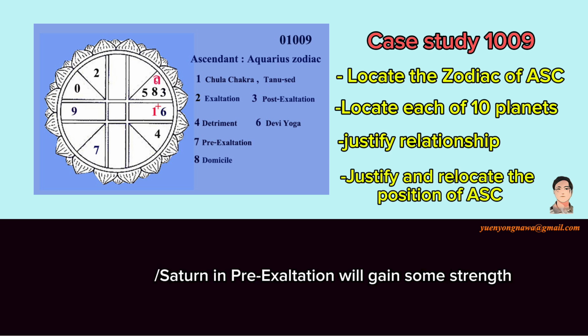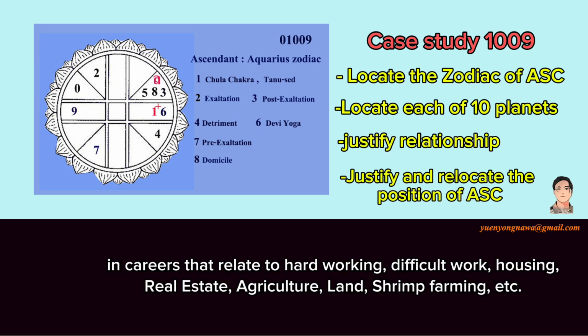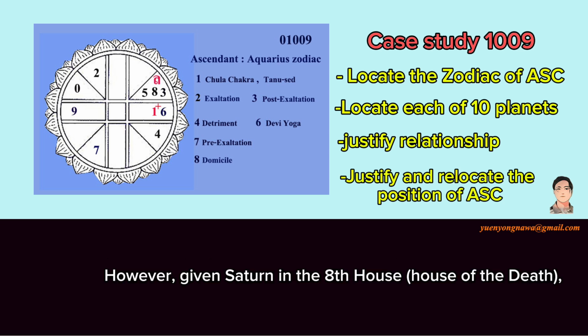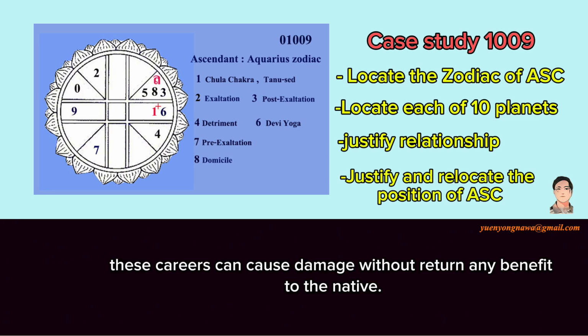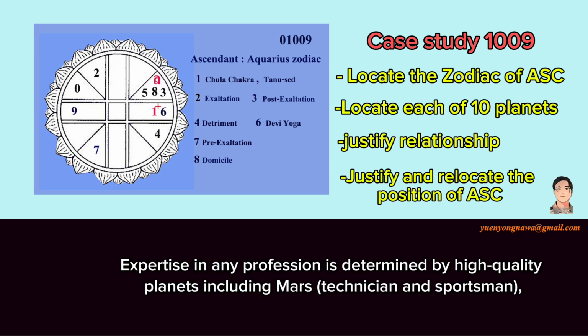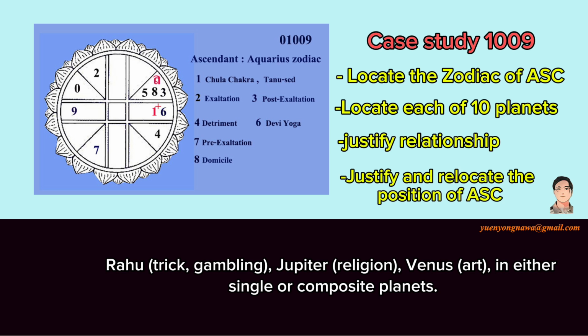Saturn in pre-exaltation will gain some strength in careers that relate to hard working, difficult work, housing, real estate, agriculture, land, shrimp farming, etc. However, given Saturn in the 8th house, house of death, these careers can cause damage without returning any benefit to the native. Expertise in any profession is determined by high-quality planets including Mars, technician and sportsman, Rahu, trick, gambling, Jupiter, religion, Venus, art, in either single or composite planets.